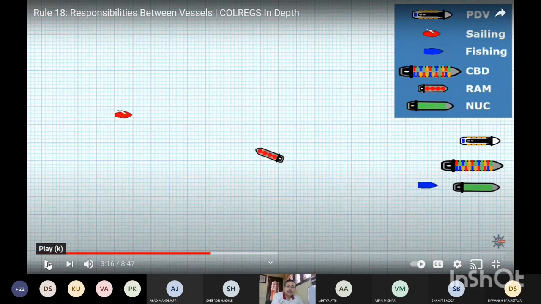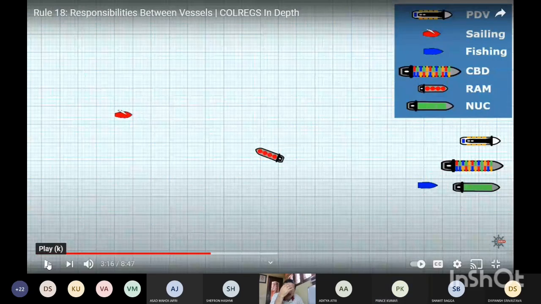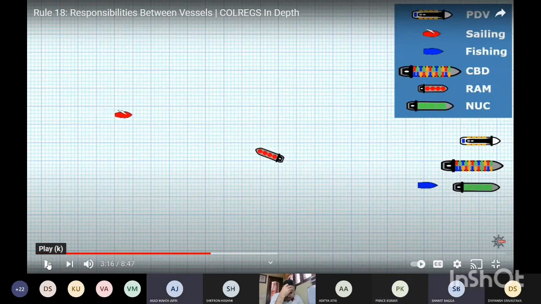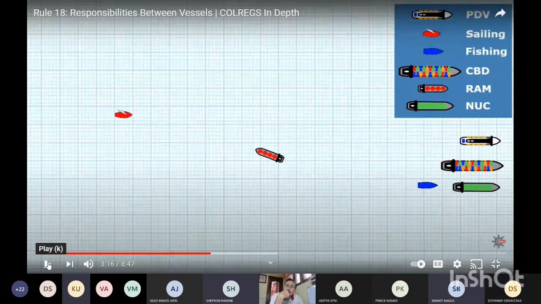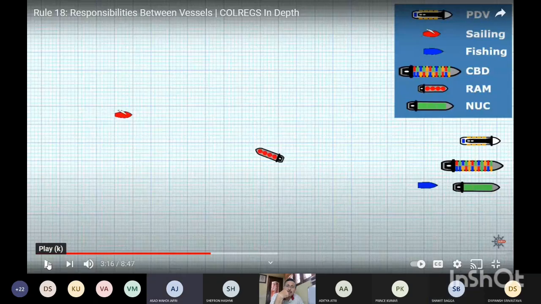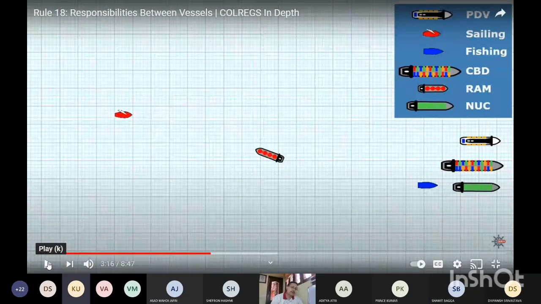What action will she take? She will alter course to port to keep out of the way of the RAM vessel, sir. So what action can she take? Alter course to port. Can she alter to starboard? Yes sir, she can alter to starboard also.